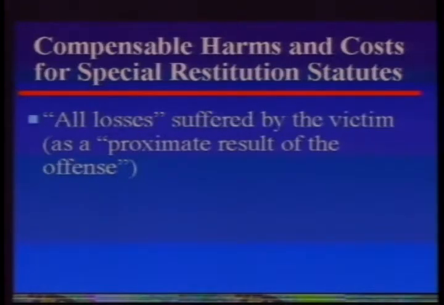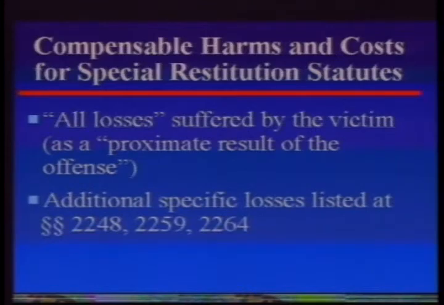Now, the special restitution statutes that we've talked about earlier, those have a little different language. Actually, it seems a little broader. So let's look at that. The compensable harms and costs for the special restitution statutes: all losses suffered by the victim as a proximate result of the offense. And then additional specific losses are even included at three of those special restitution statutes that would broaden it even further.